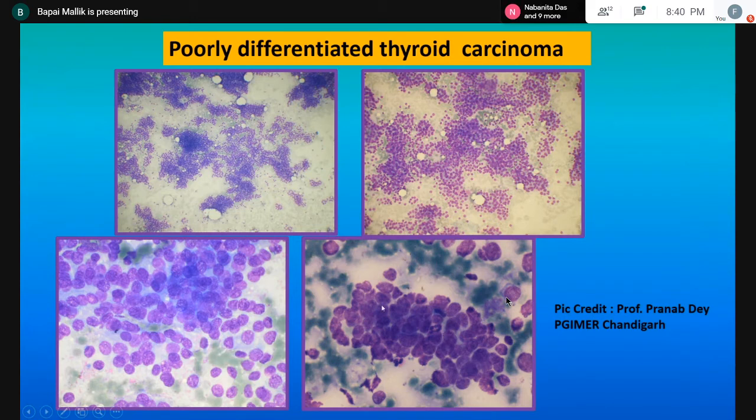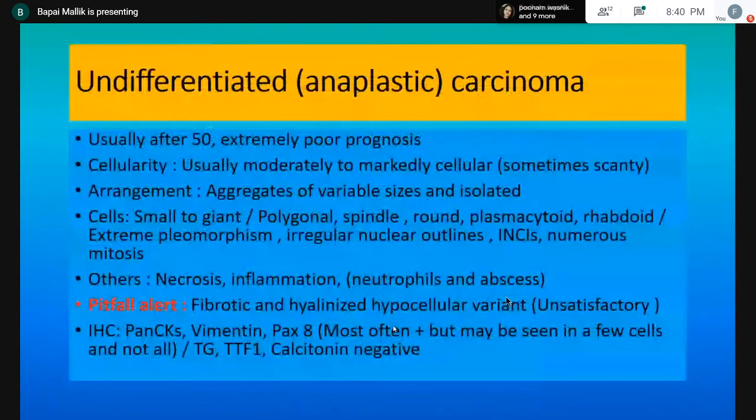Almost looks like a small cell carcinoma, not exactly, don't take that for granted. But with this kind of very tight clusters, we can't really think of anything. You can't put it under papillary, you can't put it under follicular because it's too hyperchromatic. Think of this as a possibility. If you start picking up a lot of mitosis, it might be a poorly differentiated thyroid carcinoma.